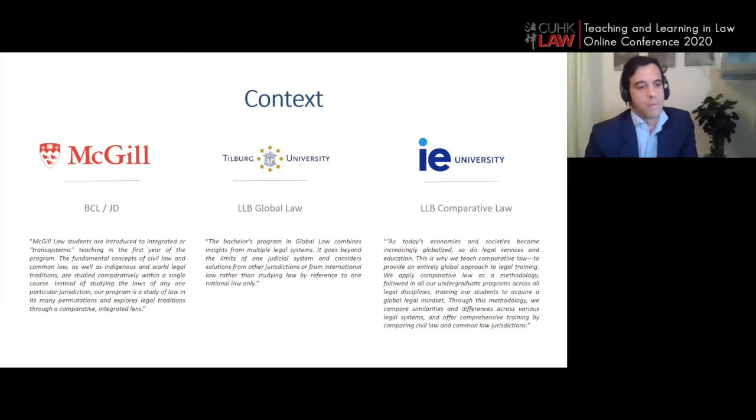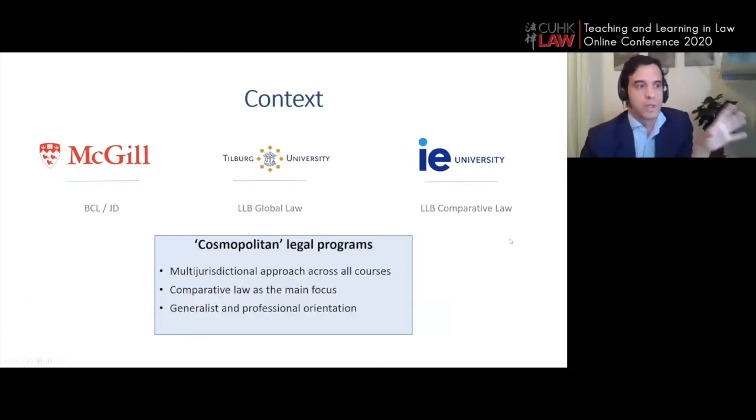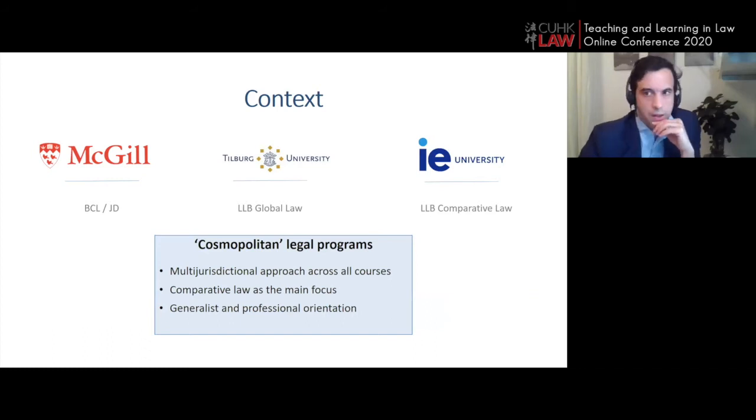So I'm going to refer collectively to these kinds of programs in my presentation as cosmopolitan legal programs. I am fully aware that there are slight differences between these programs, but I do think that they all have something in common, and what they have in common and what sets them apart from most legal programs across the world are the three factors that I've listed on the slide.